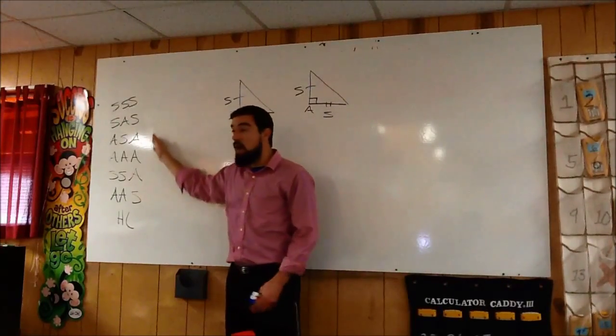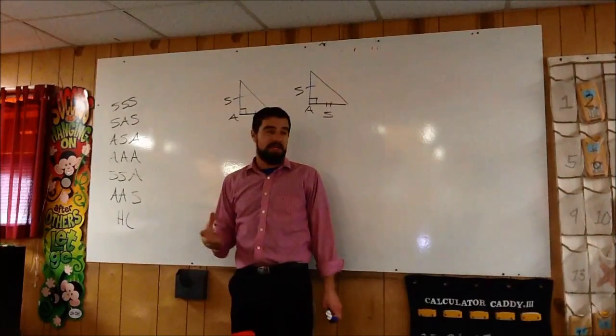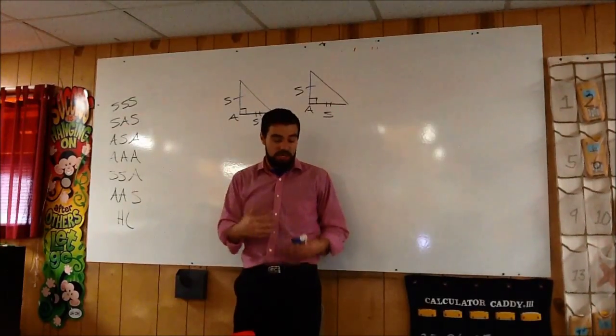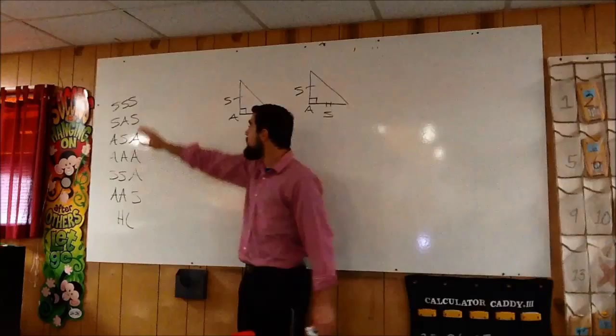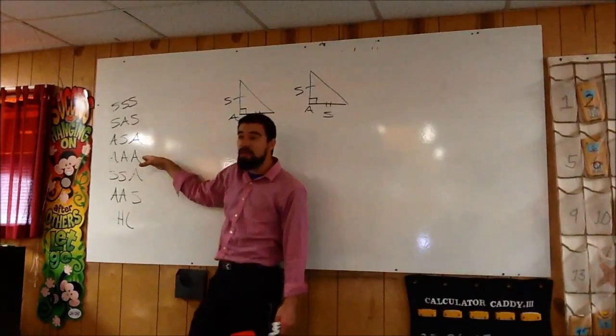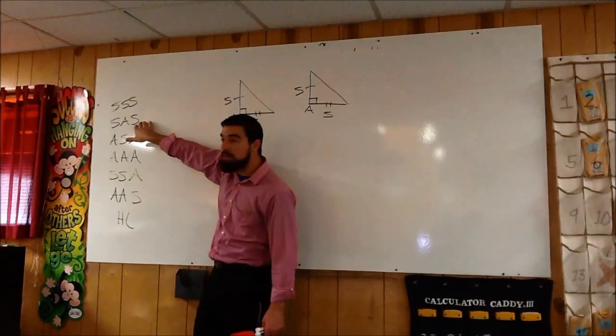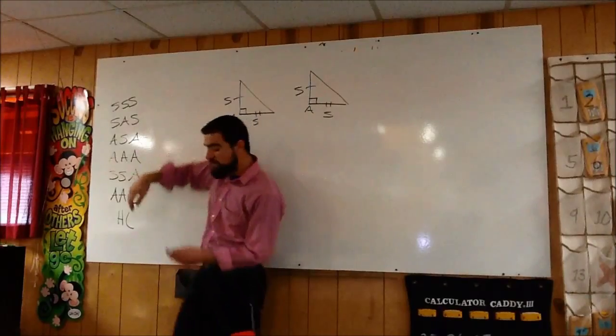And then we listed all of the possibilities, all the different combinations of sides and angles that we could know about two triangles. So maybe we knew all 3 sides were congruent. Maybe we knew all 3 angles were congruent. Maybe we knew 2 sides and an angle. And we've got 2 of those options.